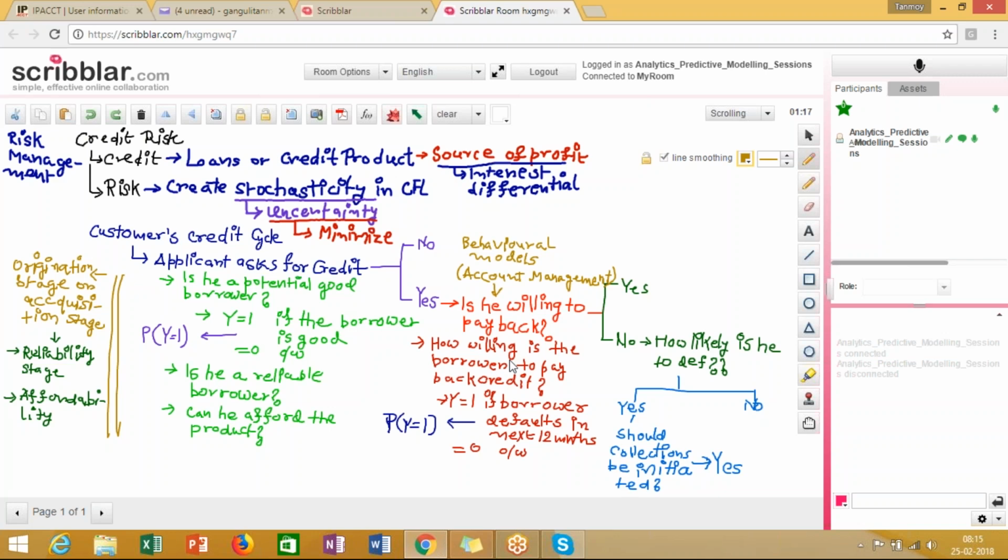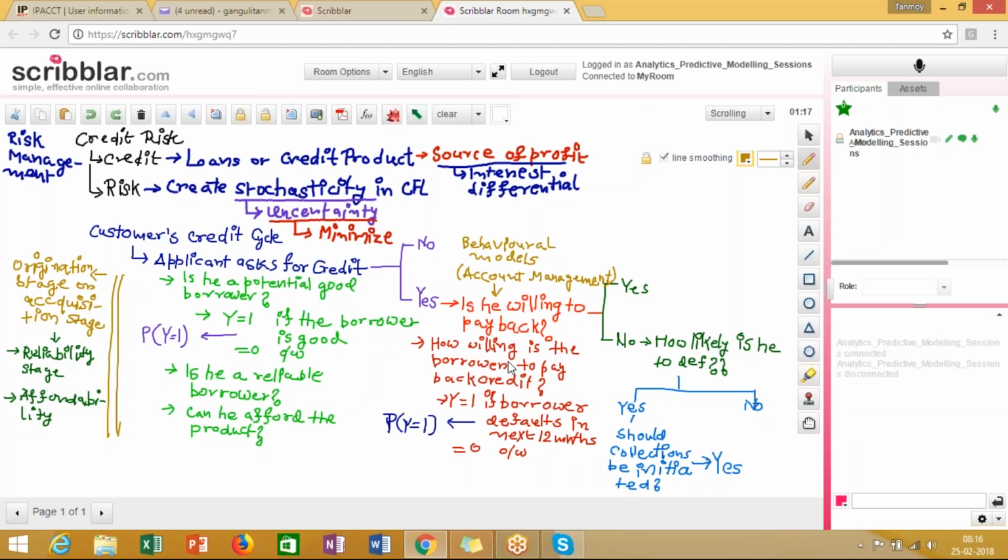Collections scorecard or collections do not come under risk management, because risk management is the ex ante management. Once the risk has happened, the ex post management goes into collections, and so it is no more a risk. The danger has already happened, so the damage is already done. So collection scorecards are not a part of discussion in this particular module.